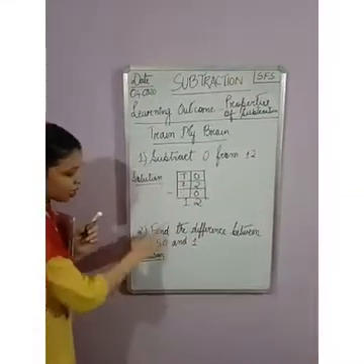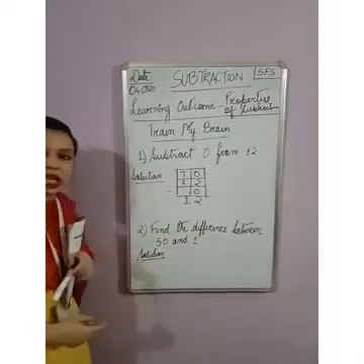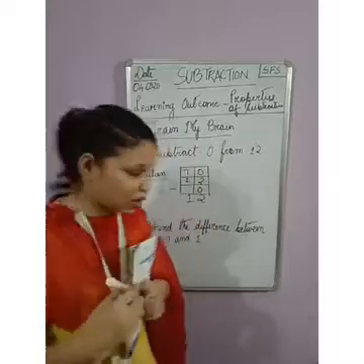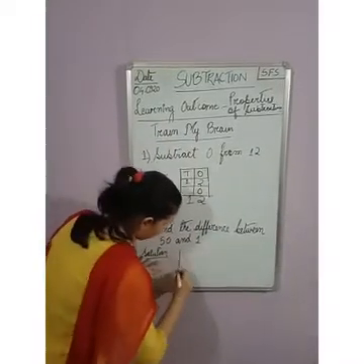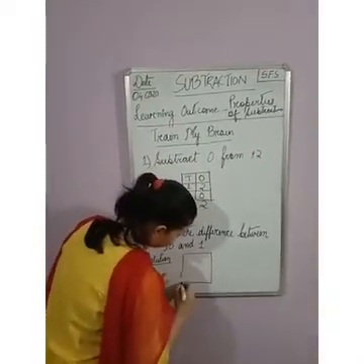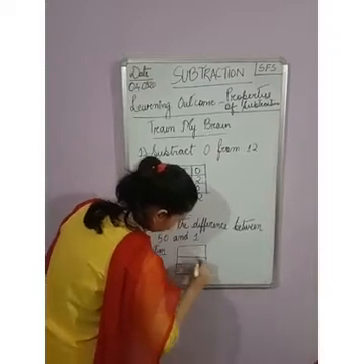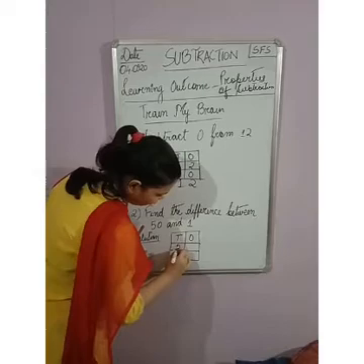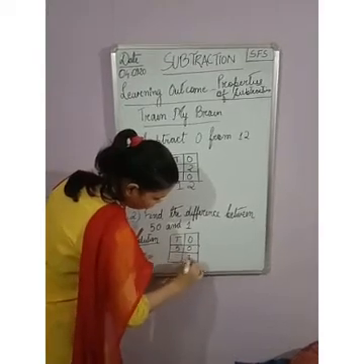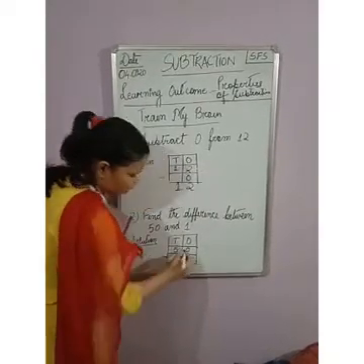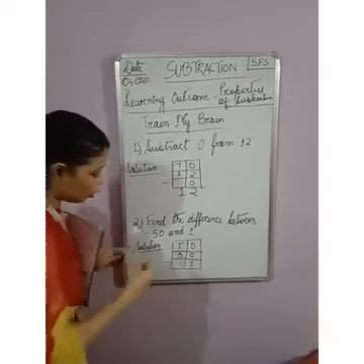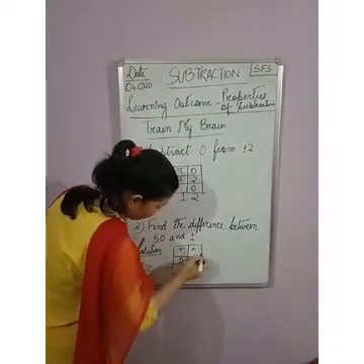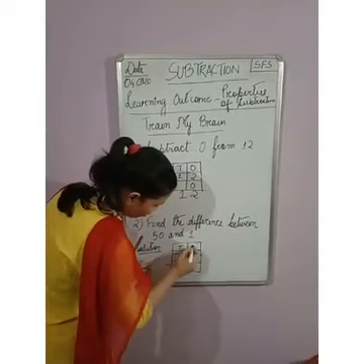The next question is, find the difference between 50 and 1. Difference we already know, that means it is subtraction. Again we are going to make the place value chart. Ones and tens. What is the number above? 50 and 1. Put the subtraction sign. Now here 0. Sorry, there is regrouping here.